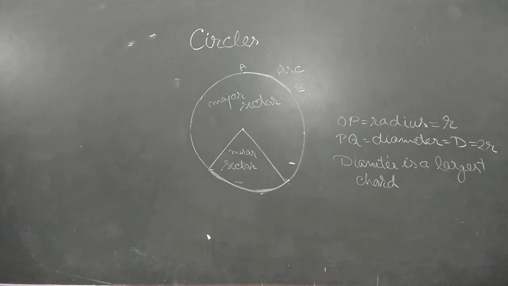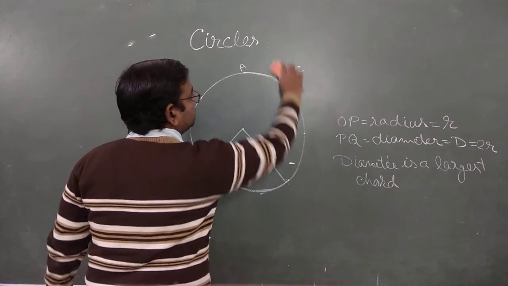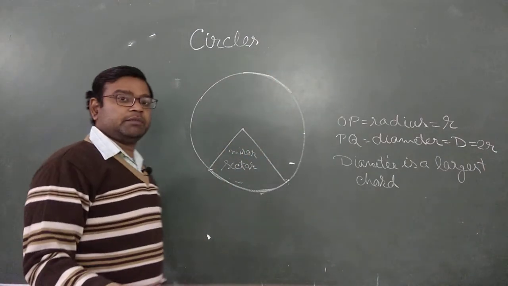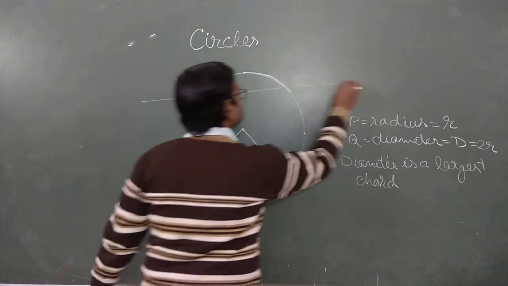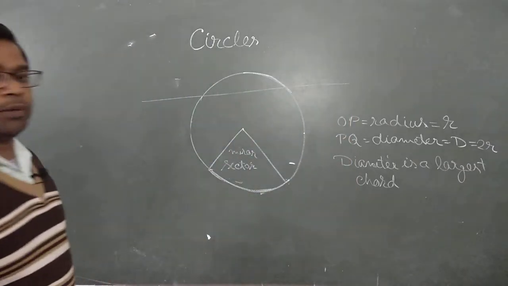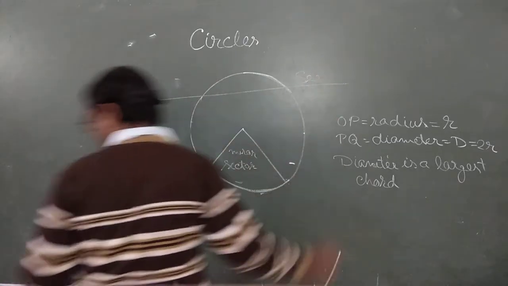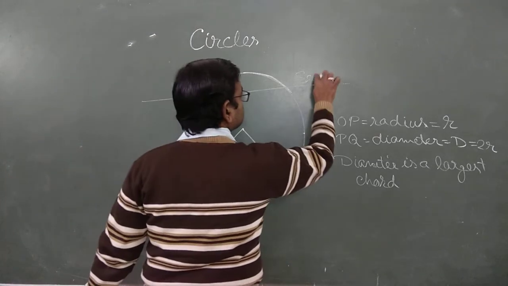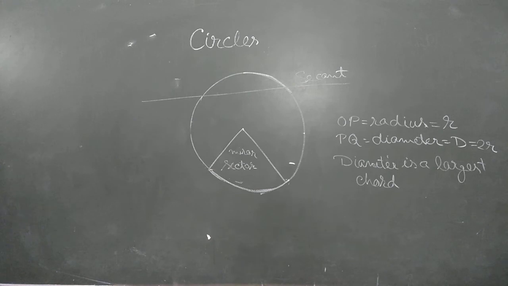Now next one is your secant. Now here I can draw the secant. If it is a line segment, then it's a chord. If a line cuts the circle into two parts, that line is known as a secant.